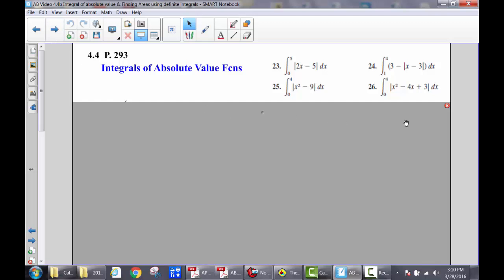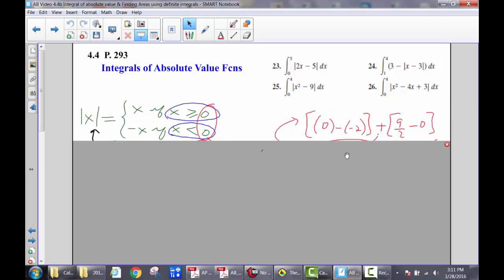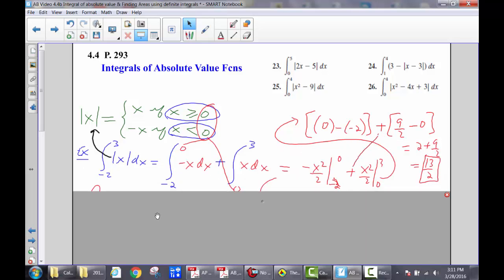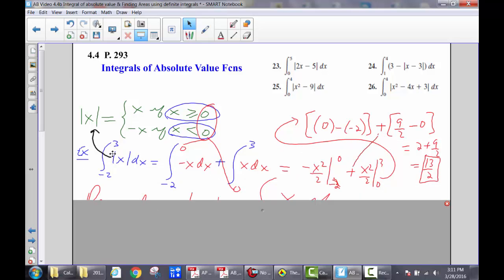Okay, so integrals of absolute value. On page 293, you'll notice the last four questions are all integrals of absolute values. You can't just ignore the absolute value like it's not there. It obviously means something. And it all goes back to the fact that an absolute value is actually a piecewise function. So let's take for an example, the integral from -2 to 3, I'll take an easy one, absolute value of x dx.